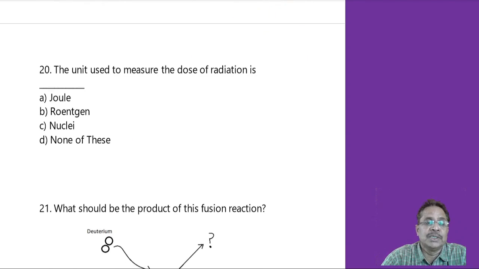So, the dose of radiation; again these options are given. Joule is used for energy or work done. Roentgen is the basic unit that is used for measuring the dose of radiation. Nuclei is not correct at all. None of the above is not there. So B is the correct option for question number 20. That is, Roentgen is the unit used to measure the dose of radiation.